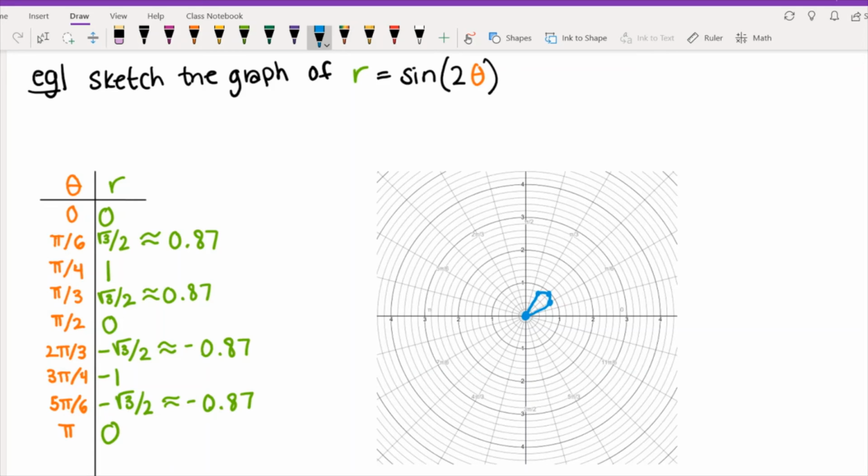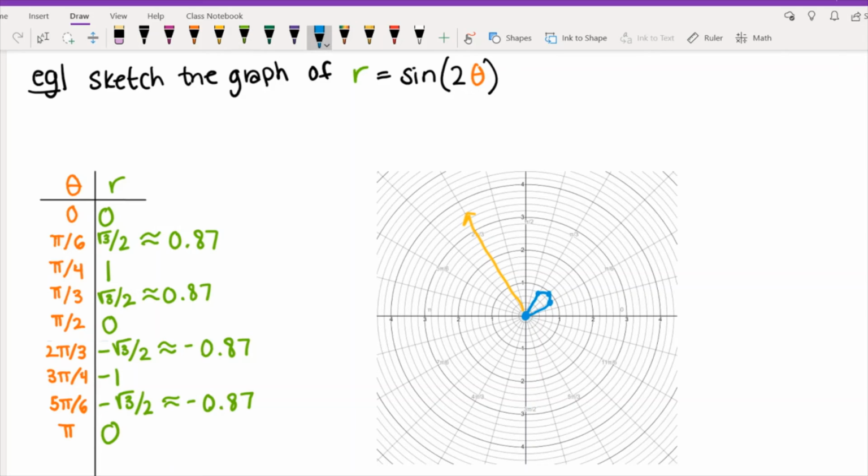And I probably should have made this grid a little bit bigger, but we'll be able to see this graph more nicely in a moment. So we just finished this one, right? Pi over 2 and 0. And so now we're going to an angle of 2 pi over 3. So now we're getting into negative radii. So I'll help us visualize this by doing this. So here's 2 pi over 3. And our radius in this case is negative 0.87.